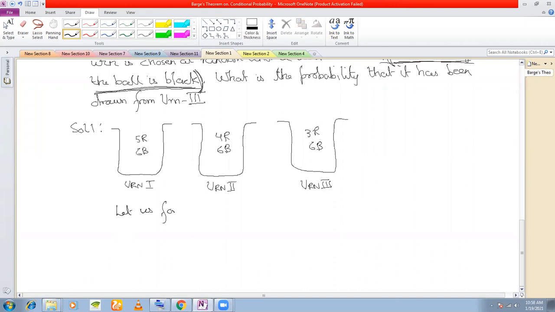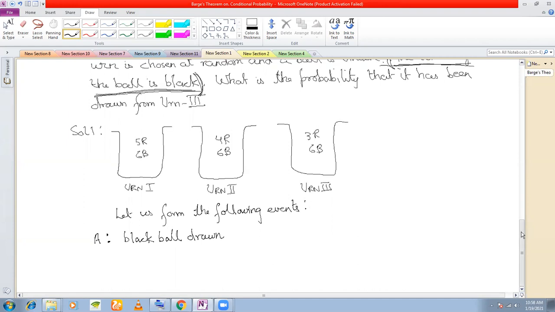Now, the event that is given is that the color of the ball is black. So what I do is I take the event A as black ball drawn. Understood? Black ball drawn. Now see, this is our given event.